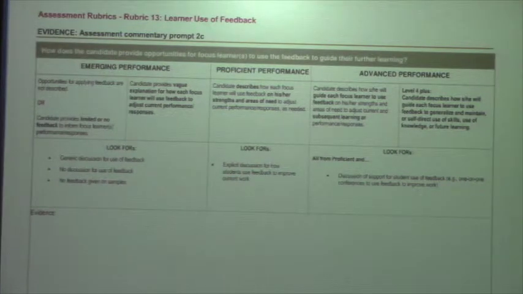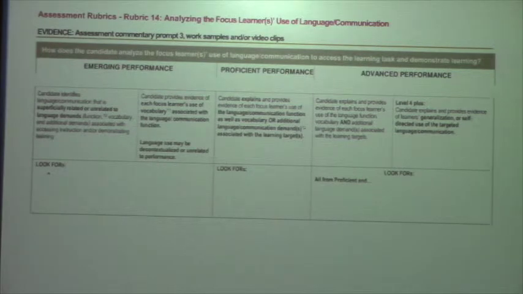Rubric 13 is using assessment commentary 2C, and it says, how does the candidate provide an opportunity for the focused learner to use feedback to guide further learning? Proficient performance would be, candidate describes how each focused learner uses feedback on his or her strengths in areas of need to adjust current performance or response as needed. 14 is looking at analyzing focused learners' use of language and communication, going back to the whole idea of language and communication.